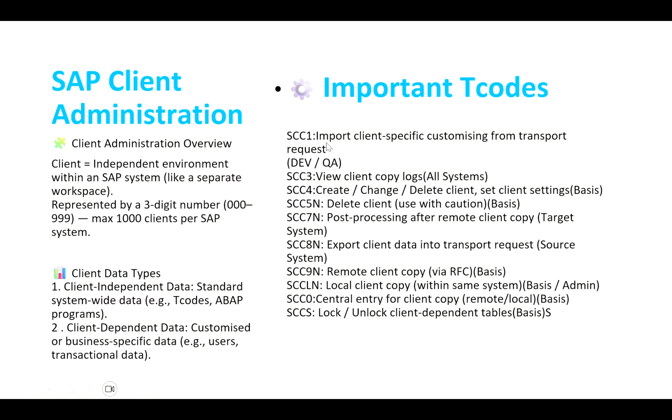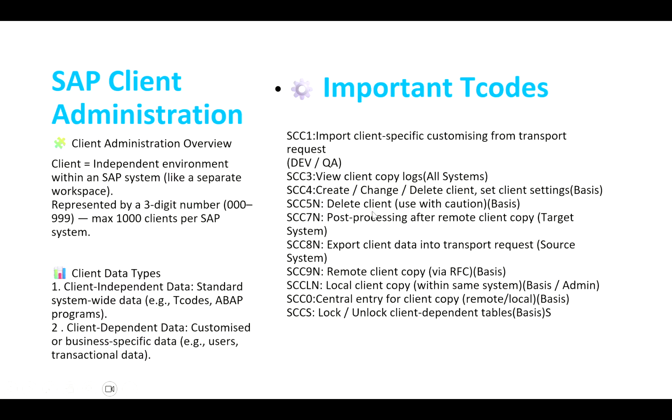You can see the first one is SCC1. It's import client specific customizing from transport request, and day one quality. SCC3 is to view client copy logs in the system. If you want to create a client, you can use the T code SCC4, to create, change or delete. Usually basis people will be doing this.